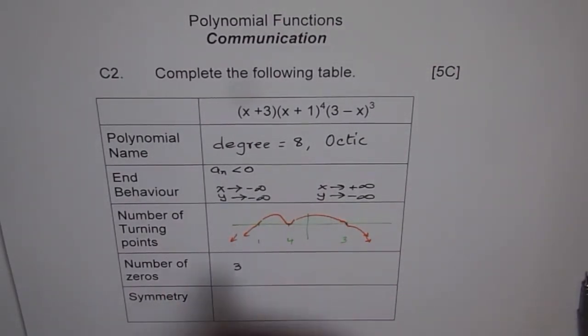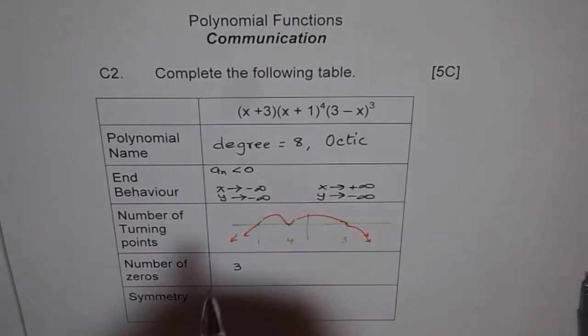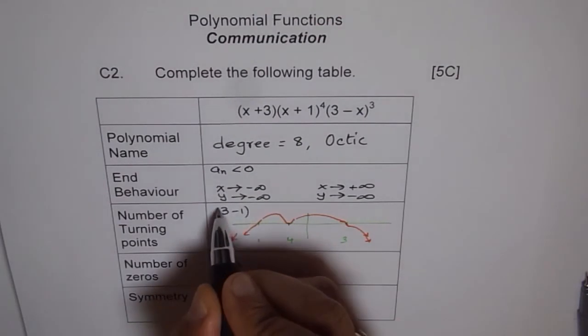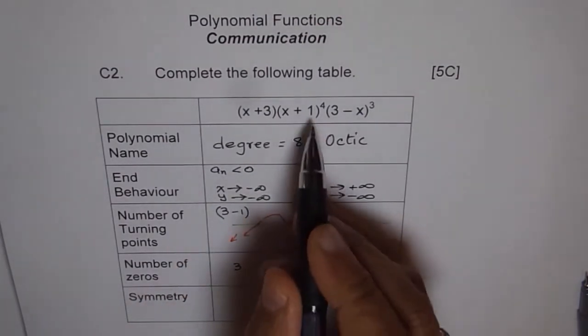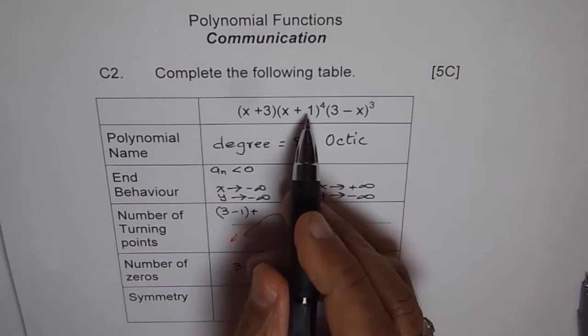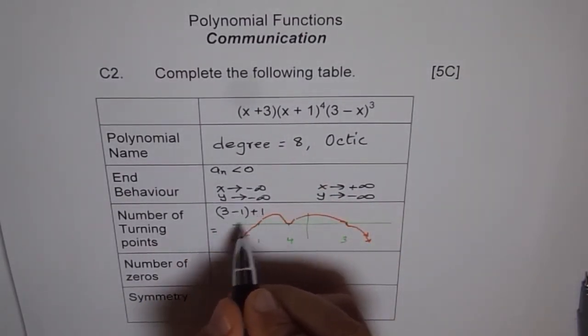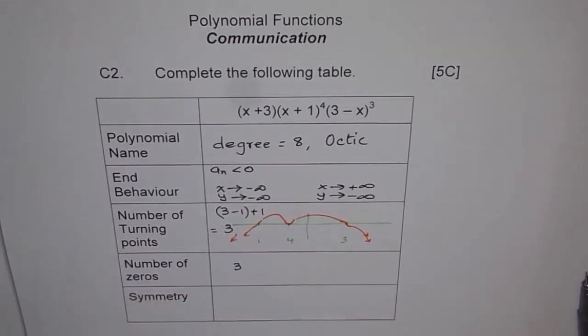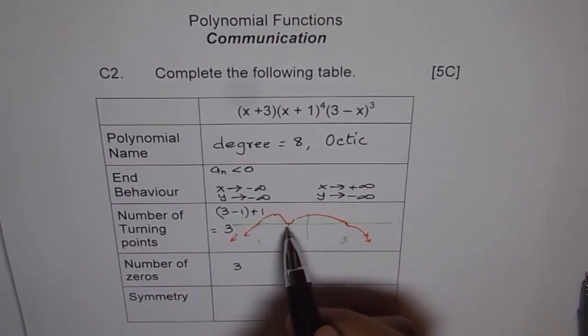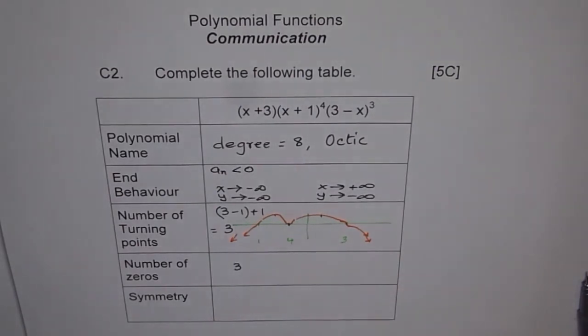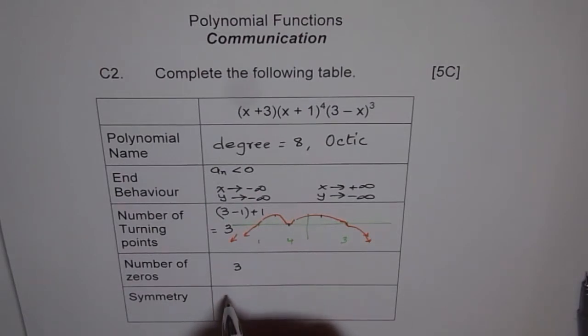So number of turning points are number of zeros minus 1, plus even number of turning points. Do you see? That means 3 minus 1, number of zeros minus 1, plus even number of turning points. We have got 1 even number of turning points. So that is it, which gives us 3 minus 1 is 2, 2 plus 1 is 3. So we get the answer even without sketching, but we can count 1, 2 and 3. So we have 3 turning points. Symmetry. It does not show any symmetry, right? So we say no symmetry.